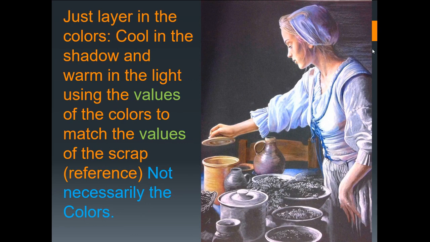I also like to do a lot of cool colors in my shadows and warm colors in the light. Sunlight is very warm unless it's reflected, and then reflected light tends to get a little more cool. So I'll do a lot of purples and blues in the shadows, and yellows and reds and oranges in the light.